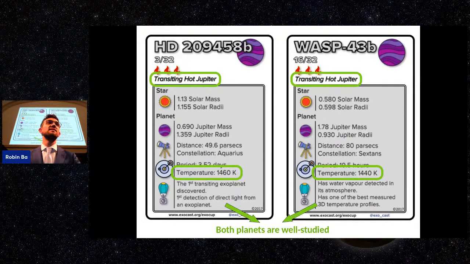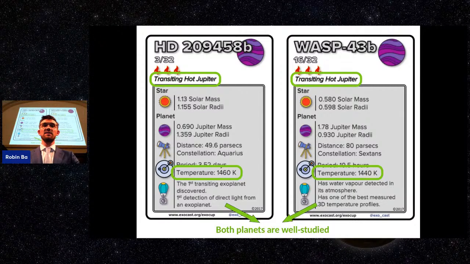The similarities are that they are both well-characterized transiting hot Jupiters, and especially the temperature, as you can see there, is around 1400, 1500 Kelvin, so very close to each other. Both planets are very well studied with observations, so we have some data to find out whether we are correct with the models or not, or close with the models or not.